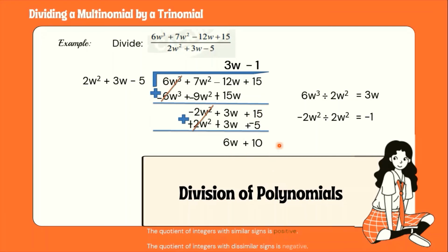Kaya tayo ay may remainder na 6w plus 10 since wala na tayong i-bring down. Ang gagawin natin dito ay susulat natin ito into fraction wherein siya yung gagawin nating numerator. At yung denominator naman natin ay itong ating divisor. Kaya ang ating final answer dito sa ating question na ito ay 3w minus 1. Yung remainder natin ay fraction na 6w plus 10 over 2w squared plus 3w minus 5.